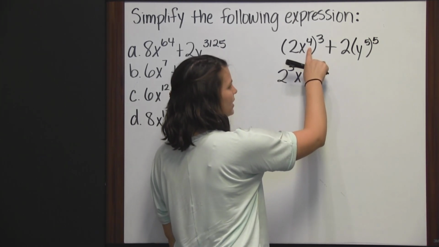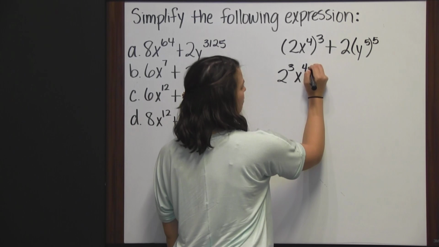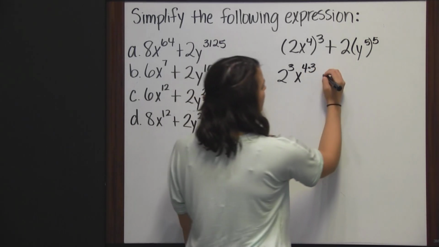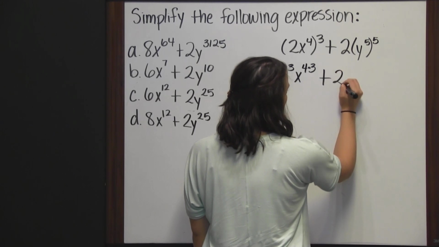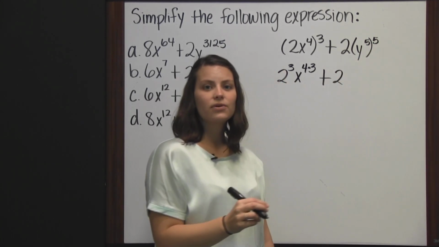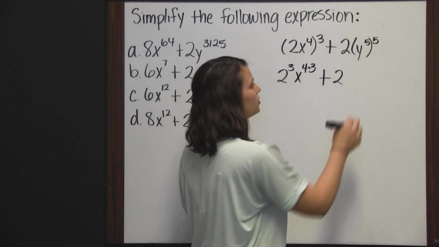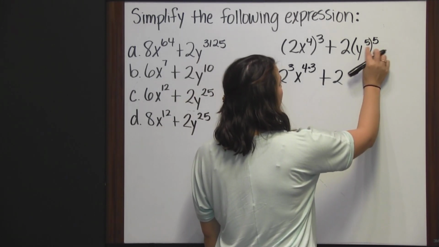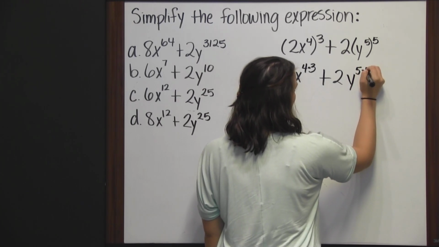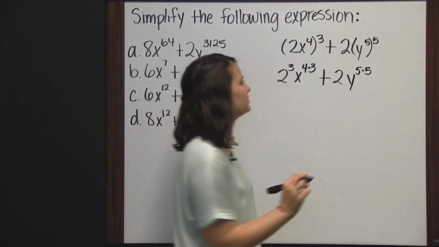So when we raise an exponent to an exponent, we multiply those exponents together. Plus 2, and then again we have y to the 5th raised to the 5th. So another exponent raised to an exponent, and when you have an exponent raised to an exponent, those must be multiplied together. So y to the 5 times 5.